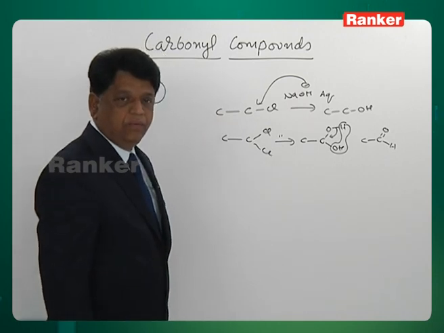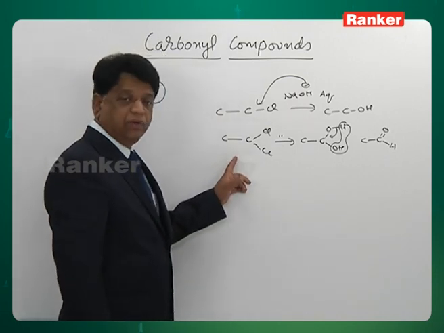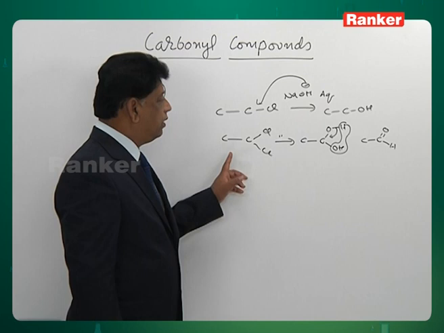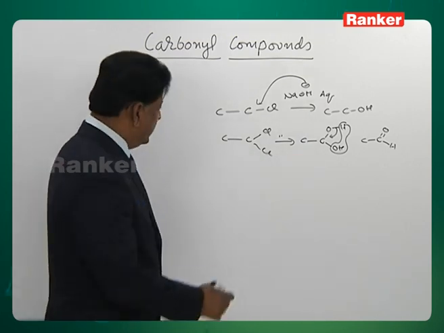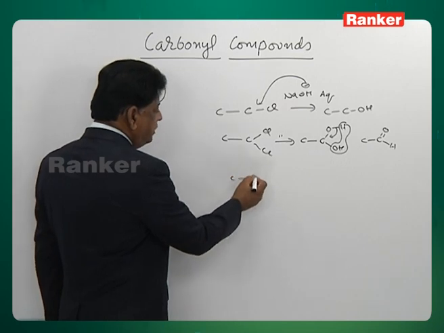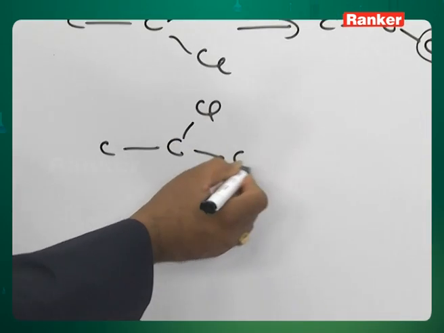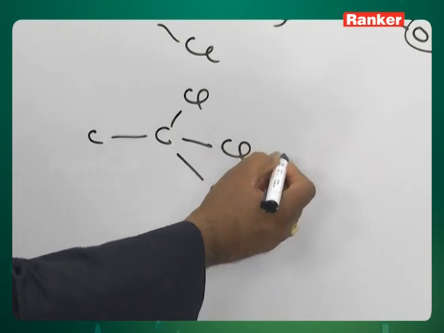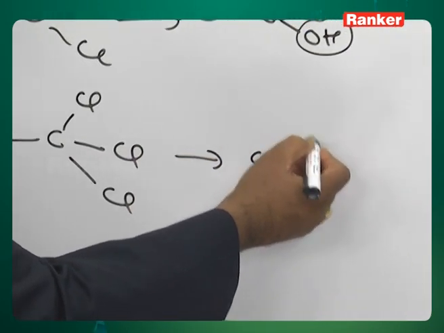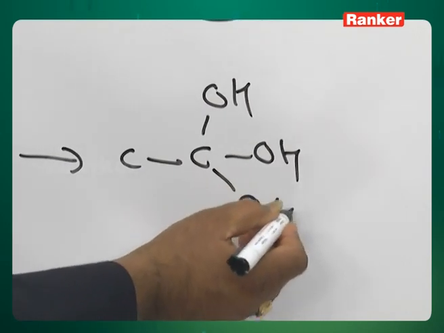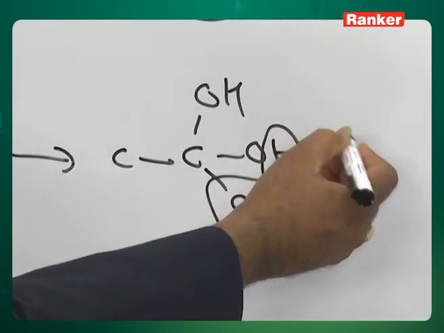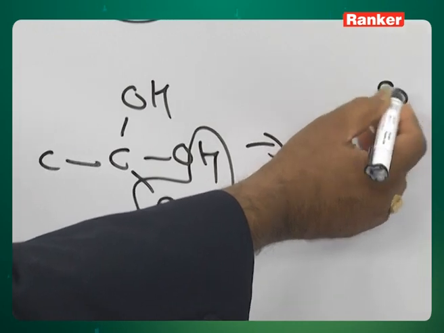So 1,1-dichloroethane, this is also called ethylidene dichloride. A common name is there. This on hydrolysis will give acetaldehyde. The question can also be extended. If three halogens are there, what happens? Naturally a compound containing 3 OHs is formed, which by elimination of water gives acetic acid, right?